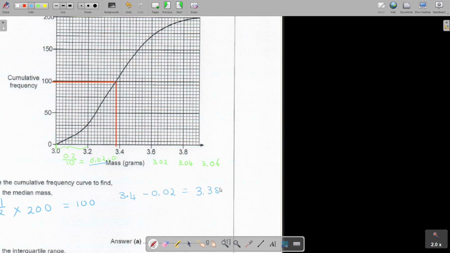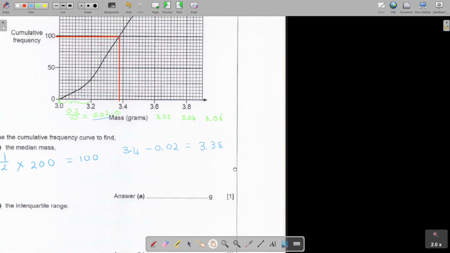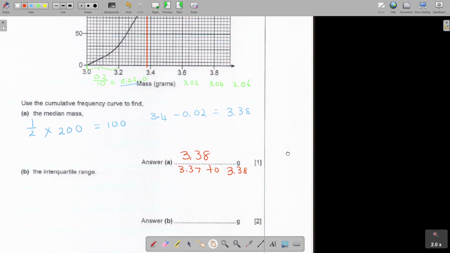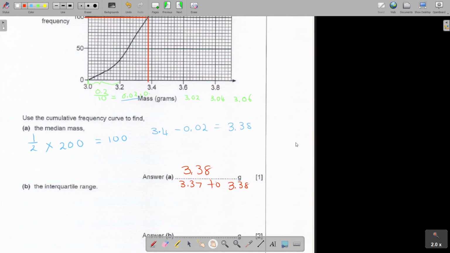But because that line was maybe a little bit to this side, they accept it. My answer was 3.38, but they accept 3.37 to 3.38. Due to that line, I think it was supposed to cross on that intersection. But it's difficult when it comes to construction, and then they will just make provision.